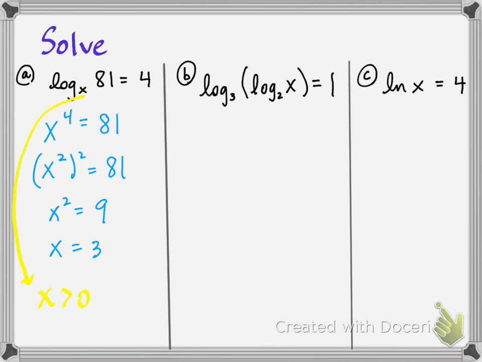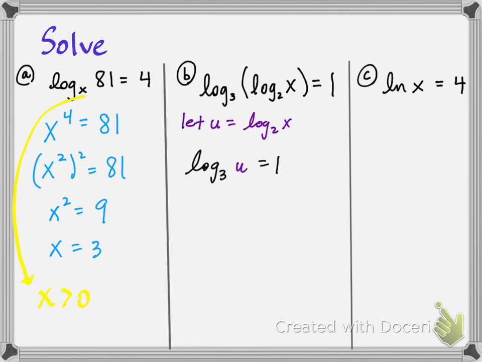If I look at B's example, oh, this one looks fun. Log base 3 of log base 2 of x equals 1. So what I'm going to do is do this let statement. Let u equal log base 2 of x. So I'm going to rewrite what I'm looking at. I have log base 3 of u equals 1.